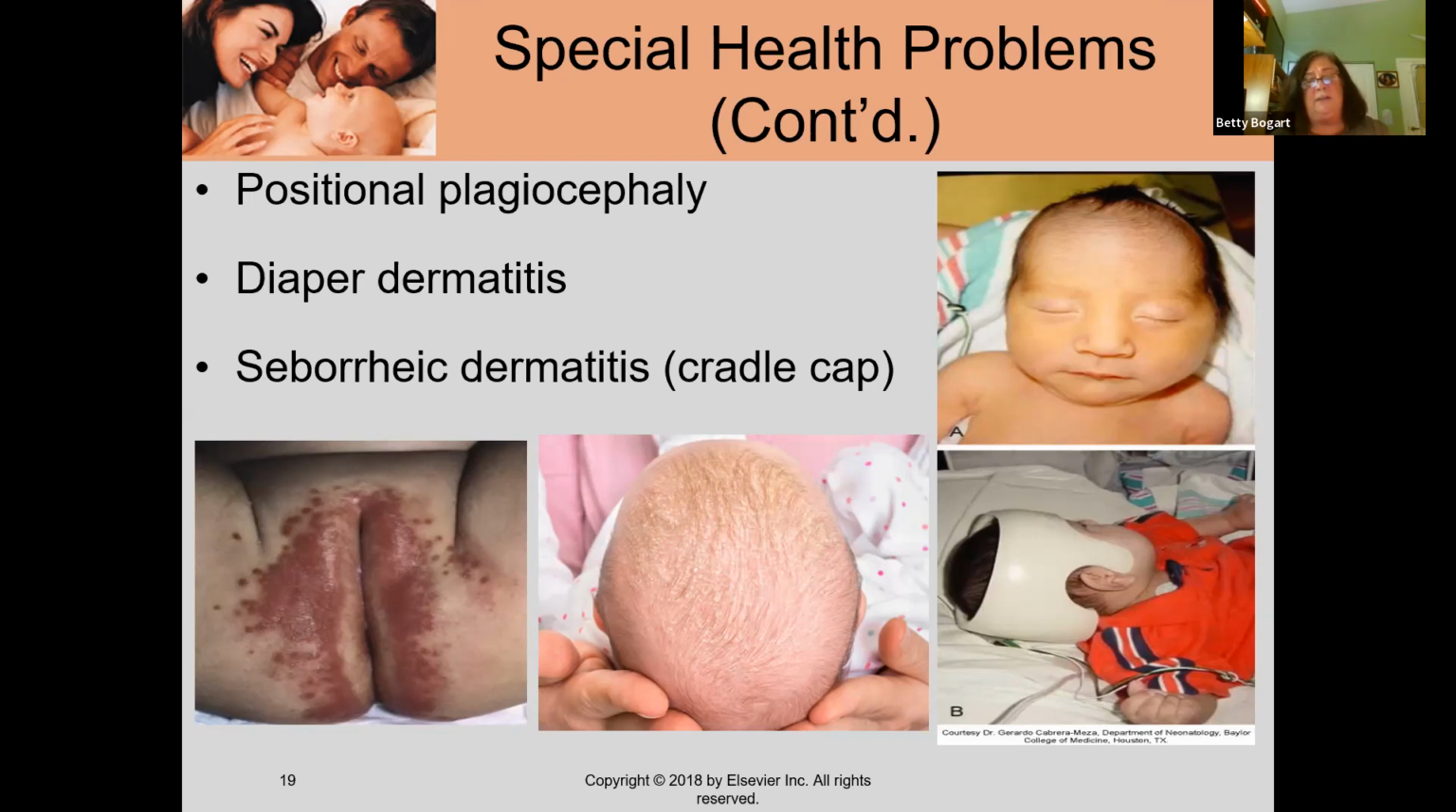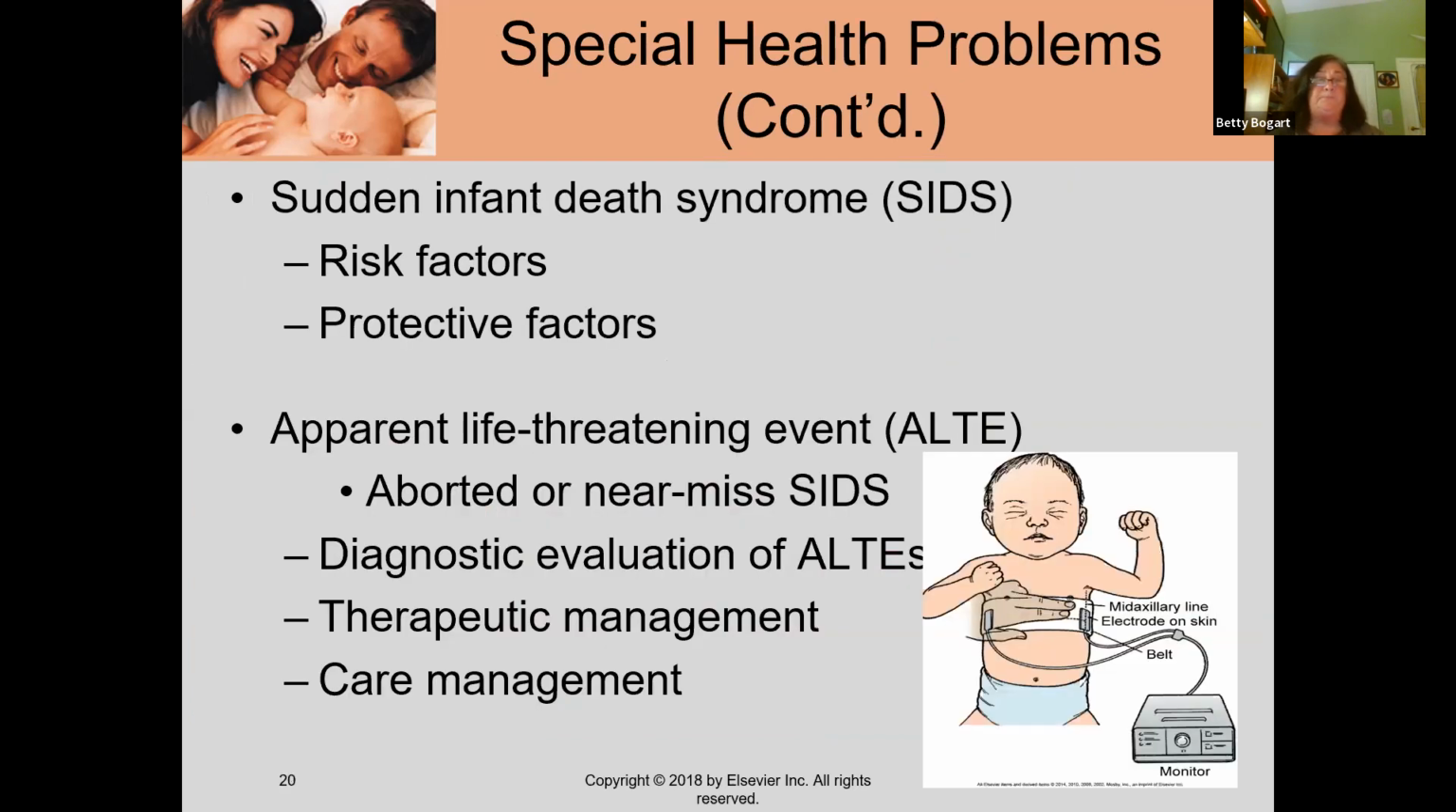So usually it's yeast. So we'll just put some nystatin cream on it. Moms will be told to leave it open to the air. Just wash with soap and water, pat it dry, and it will go away, and change them frequently so the urine doesn't burn it. The other thing is cradle cap. And we tell them today just to comb it with a soft comb or brush and wash it with soap and water, and it will go away.